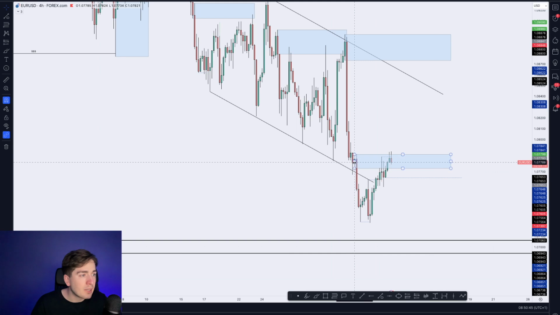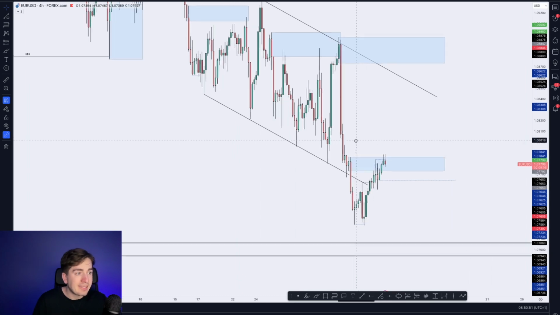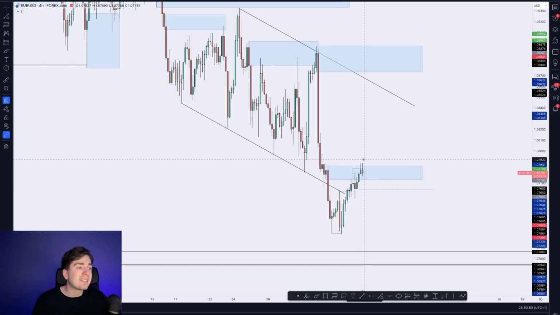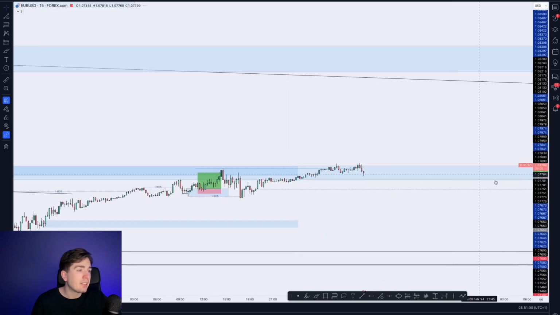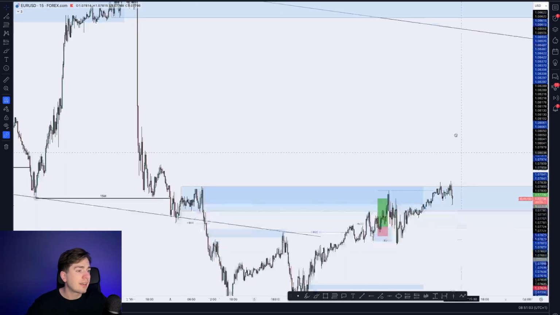This supply zone has now been taken out. This other supply zone has also been taken out already by this bearish candle, as explained in yesterday's video. So it would make sense for euro dollar to move up, slightly higher. Now, going in towards the 15-minute time frame, because yesterday there was a long opportunity that I capitalized on.